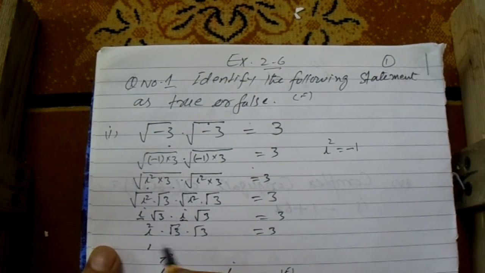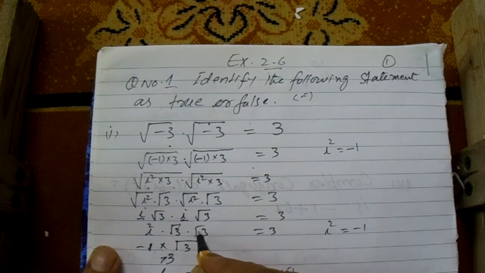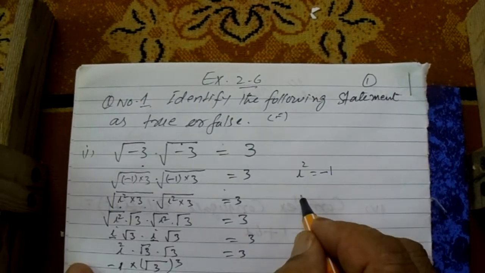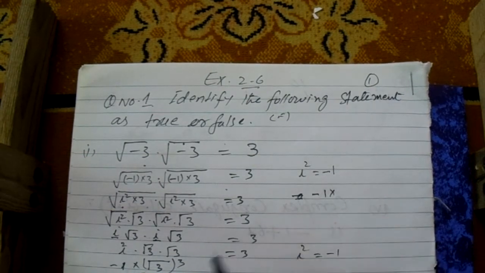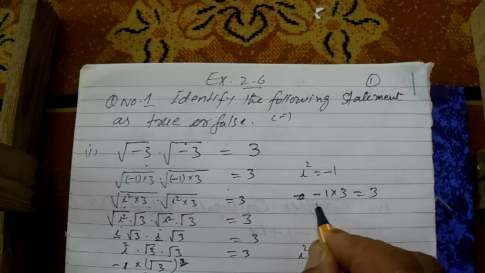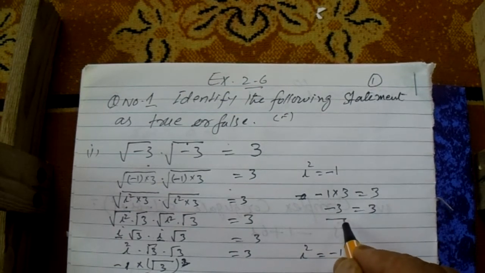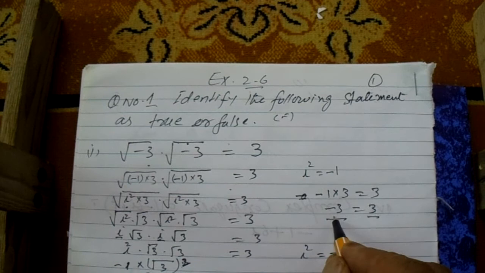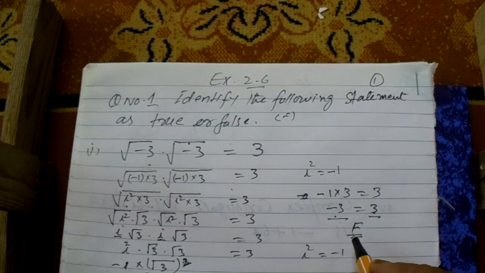Now iota square, we know that iota square is equal to minus 1. We write minus 1 here, multiply under root 3, and this will take the square of under root 3. Now here it is equal to minus 1 multiplied by, when we take the square of under root 3, we get 3, is equal to 3. Minus 1 multiplied by 3, minus 3, is equal to 3. Now this side is not equal to this side, so you write false. Now this statement is false.